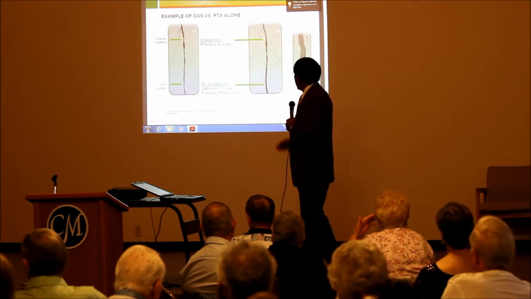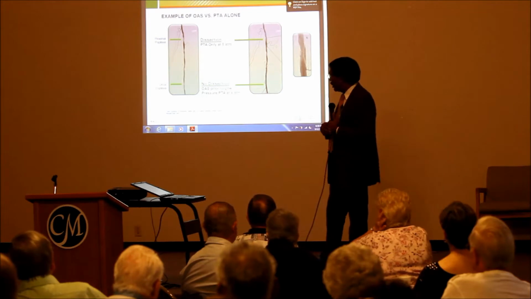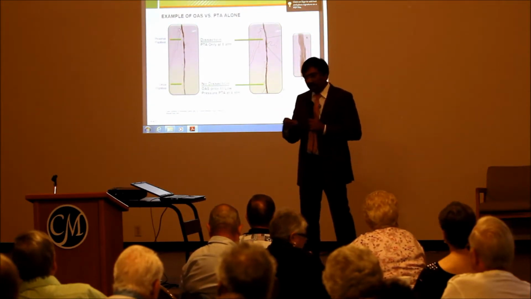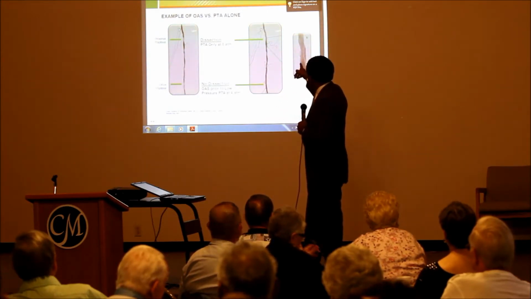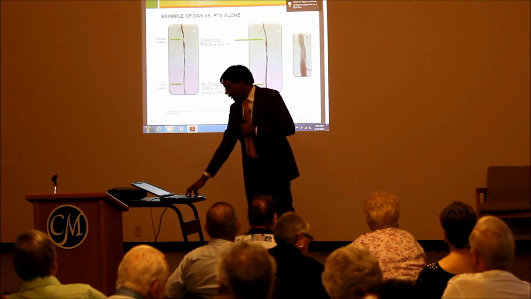So if you don't do the orbital atherectomy, the chance of the plaque collapsing again after the balloon is higher. So that's what it says. This side shows both lesions, one with the atherectomy, one without atherectomy. There's a big difference.